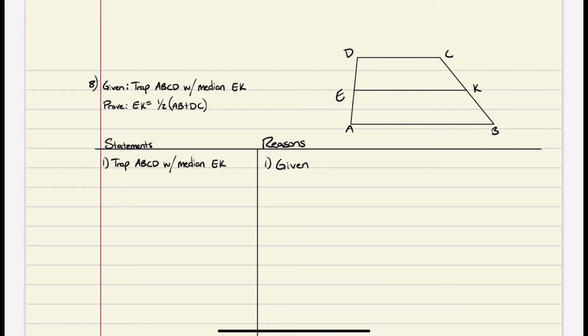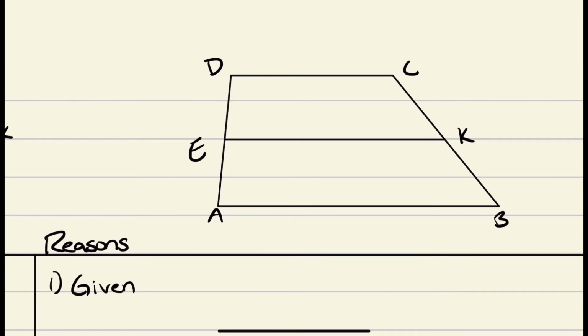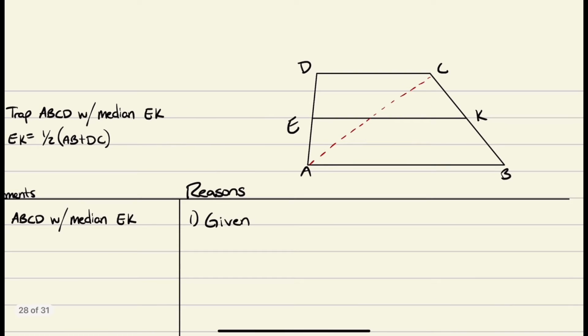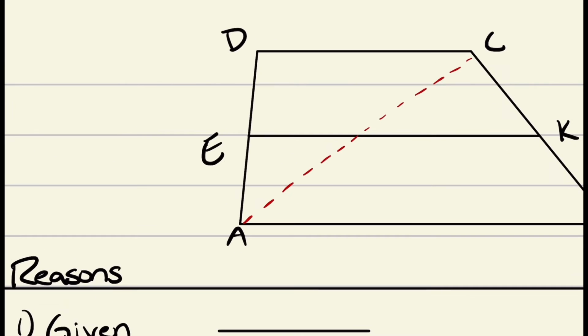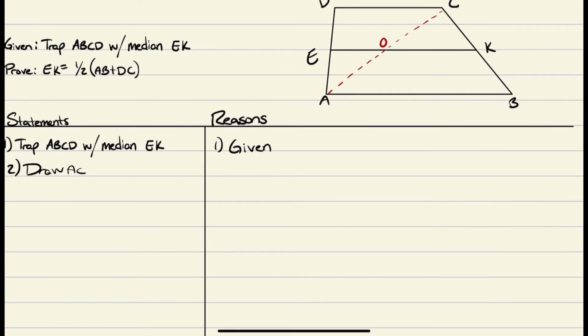Number 2, let's draw a diagonal. I'm going to do a different color here, diagonal AC. And so now we have a new intersection, or a new point. I'm going to call that point O. All right, we can draw this diagonal. I'm going to say draw AC. We can draw AC because, again, 2 points determine a straight line.